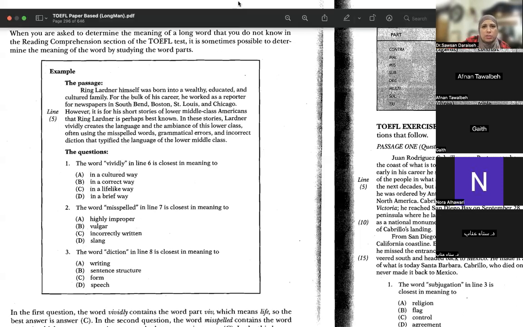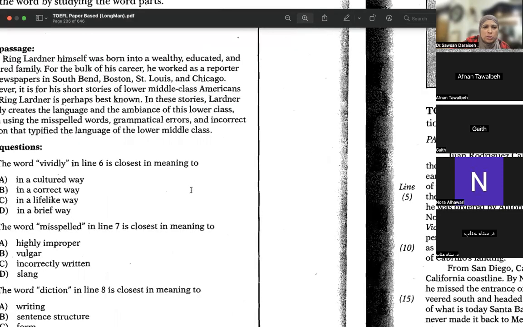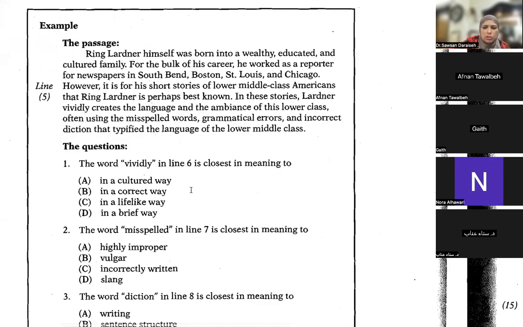Let's take a look at the passage, guys. Let me enlarge this a little bit more so that you can see the passage clearly. The passage is Ring Lardner, so it seems this is a passage about someone by that name. Ring is his first name. Do we have this name in our part of the world? Do people call their children Ring? I've never heard it, honestly speaking, but maybe, who knows?